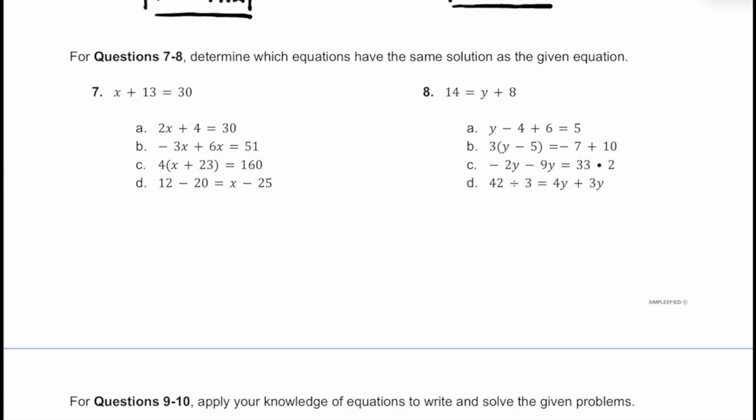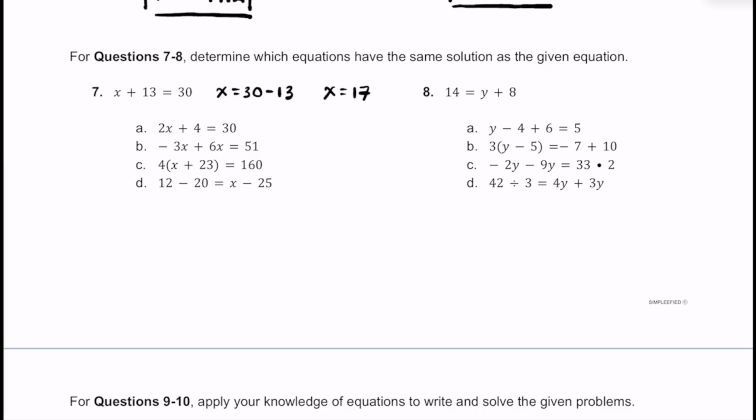So moving on to 7 and 8, let's see if we can figure out which one of these equations is going to have the same solution as the given equation. For number 7 here, we're given x plus 13 is equal to 30. Let's find the solution for that. If x plus 13 is 30, then x must be equal to 30 take away 13. We can just rearrange it this way if we would like, especially if the directions don't say that we have to use any specific properties. So 30 minus 13 is going to be 17, right? So that means x is going to equal 17.